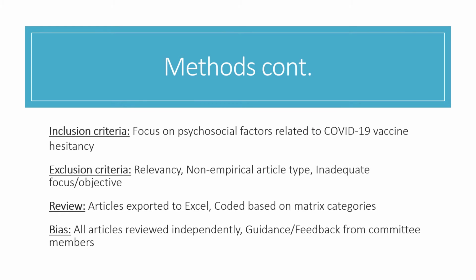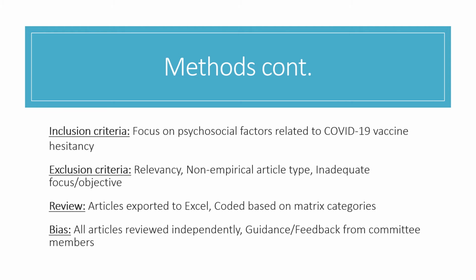Continuing on with the methods, my inclusion criteria is pretty general: any article that has a major focus on the psychosocial factors related specifically to the COVID-19 vaccine and how those factors relate to vaccine hesitancy. For the exclusion criteria, it's a bit more specific. Simply, any article that was not relevant to that topic was excluded.